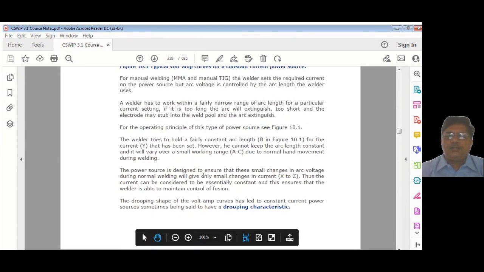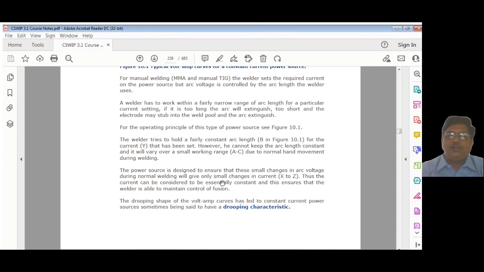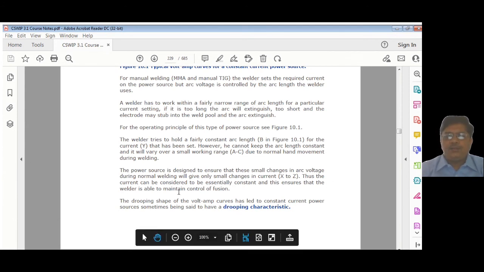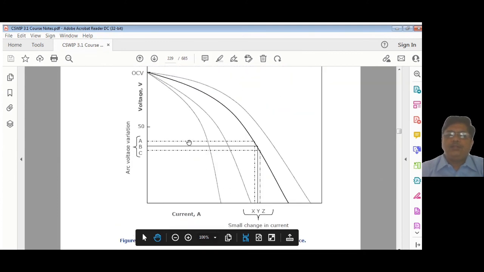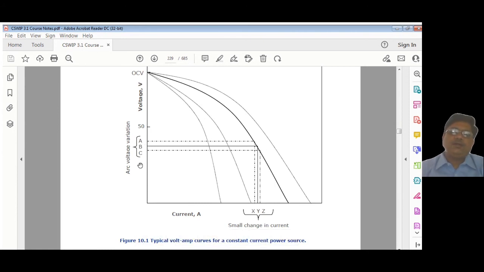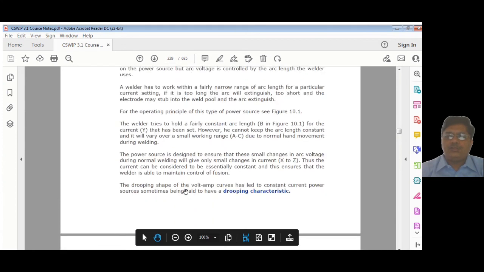The power source is designed to ensure that these small changes in the arc voltage during normal welding will give only small changes in current. Thus, the current can be considered essentially constant and ensures that the welder is able to maintain control of the fusion. And that's why, when you are moving within the same range, you are almost in the constant current zone, and that's why it's called a constant current voltage machine.